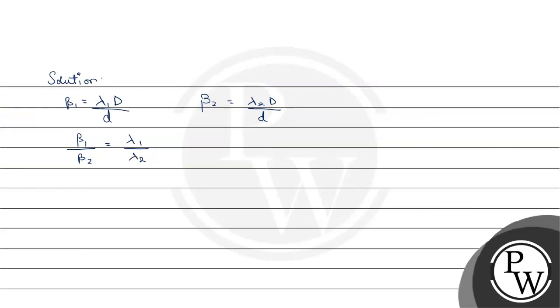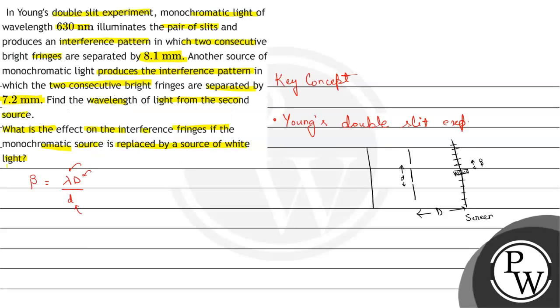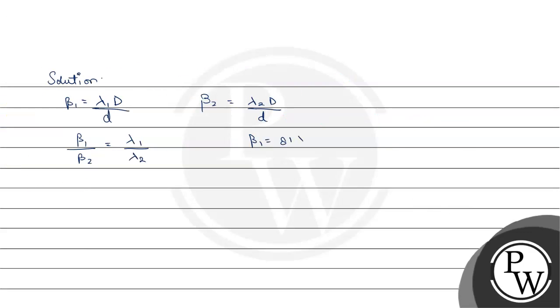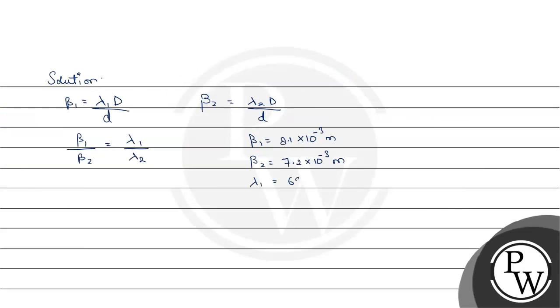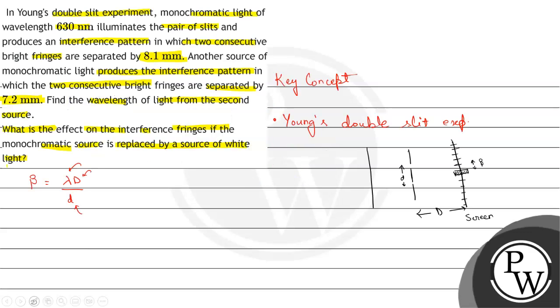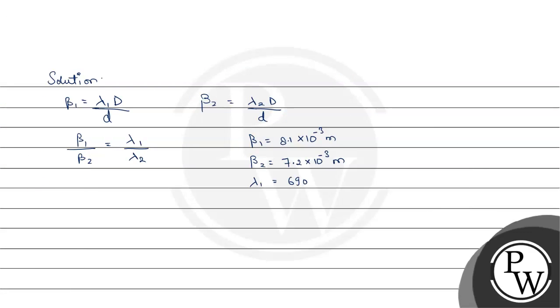From here, beta 1 is given to us as 8.1 millimeter, that is 8.1 into 10 to the power minus 3 meters. Beta 2 is given to us as 7.2 millimeter, 7.2 into 10 to the power minus 3 meters. Lambda 1 is given to us as 630 nanometer, so 630 into 10 to the power minus 9 meters. We have to find lambda 2.